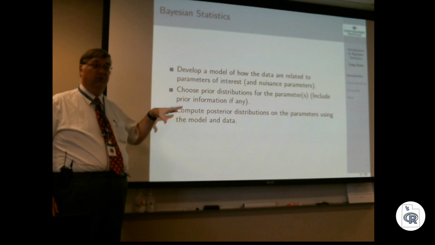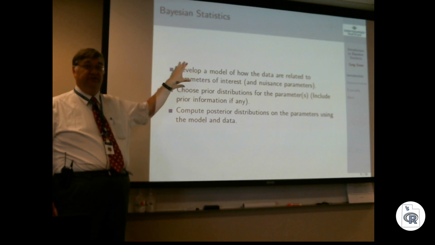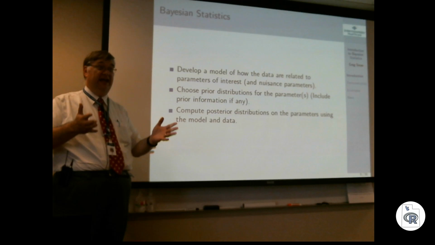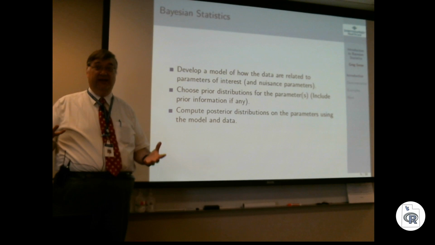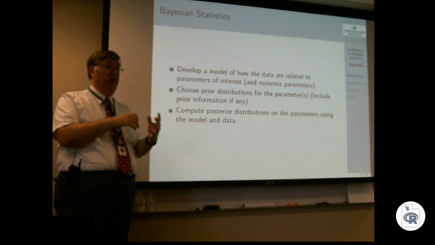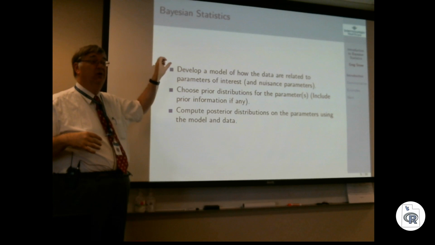But basically, we're going to develop a model of how the data are related to parameters of interest. Now, this is pretty much the same as traditional statistics in a lot of ways. This is just doing something like, I'm going to use the normal distribution. I believe my data comes from a normal distribution with a mean and a standard deviation. I just don't know what those mean and standard deviation are. Or we might say, this is a regression model based on these predictor variables with normal errors. Okay. So that's not too different from what we already do.